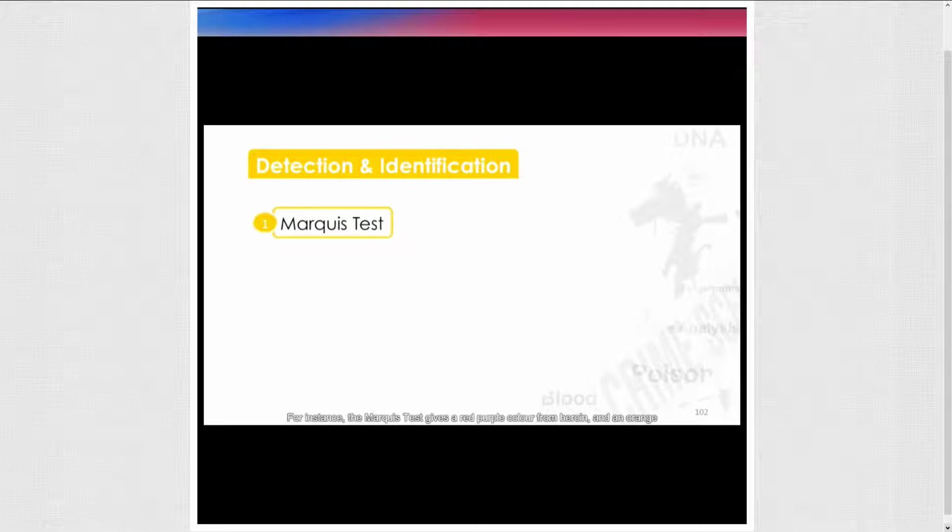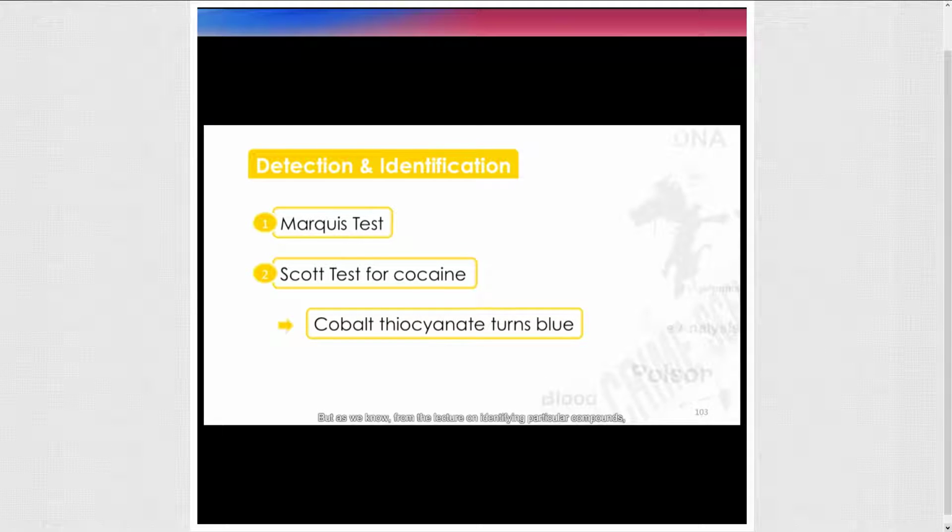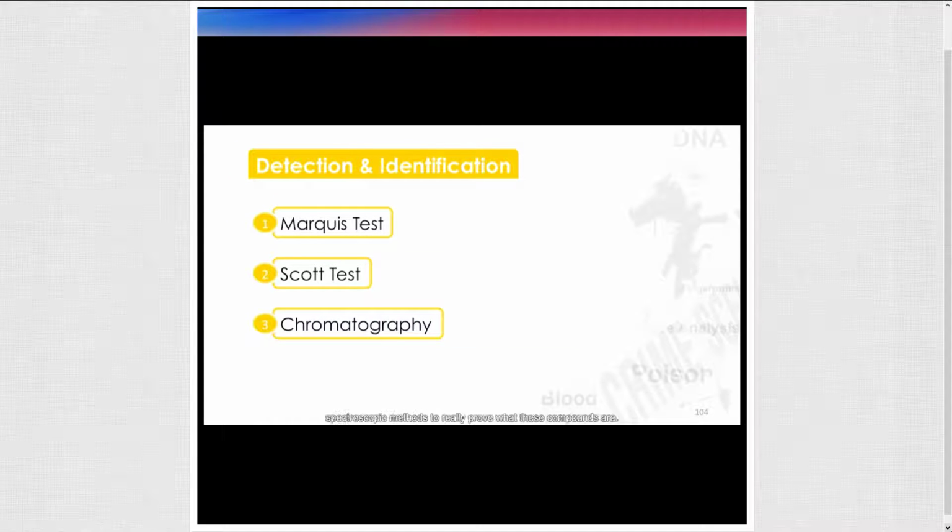For instance, the Marquis test gives a red-purple color from heroin, an orange-brown color from amphetamines, while the Scott test gives a blue color for cocaine. But as we know from the lecture on identifying particular compounds, we really have to turn to chromatographic and spectroscopic methods to really prove what these compounds are.